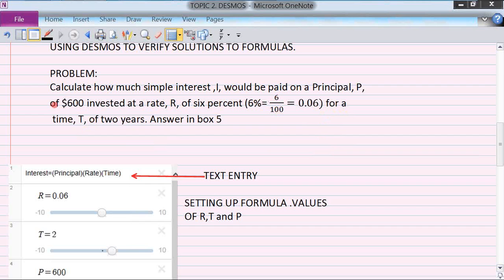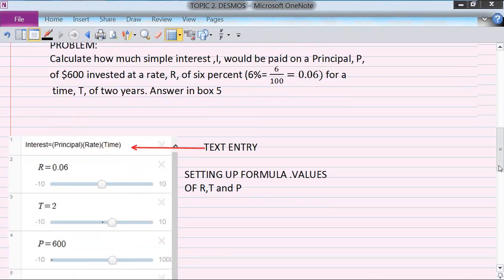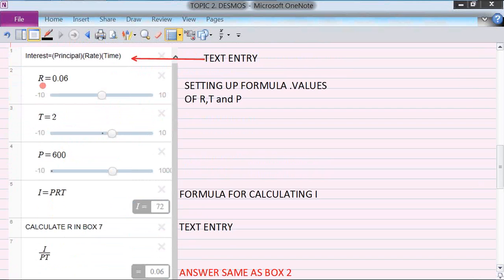The T is 2 years, and you're investing $600. So here we put in the R value, the T value, the P, and you can see, put in the formula I equals PRT. It uses the R, it uses the T, it uses the P to calculate I, which is the interest in $72. So, in other words, if you leave $600 in a bank for 2 years, and they pay a simple interest of 6%, which is 0.06, after 2 years is over, you're going to get $72.